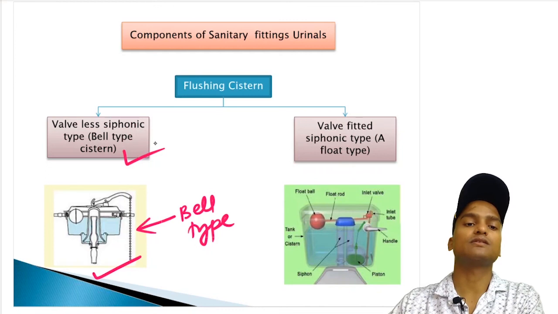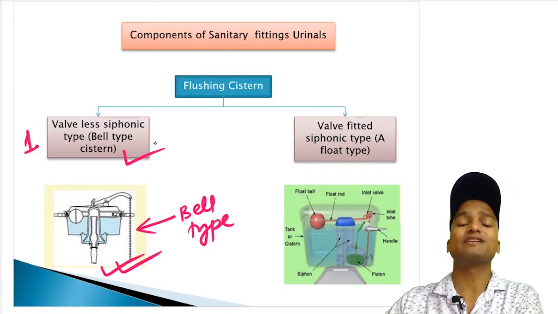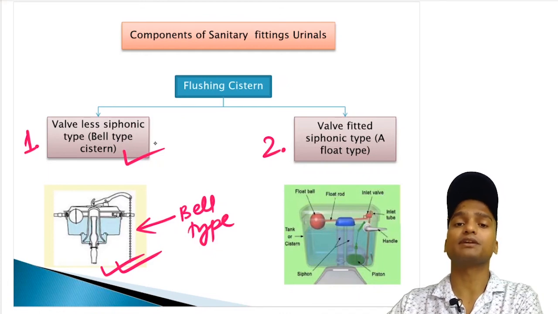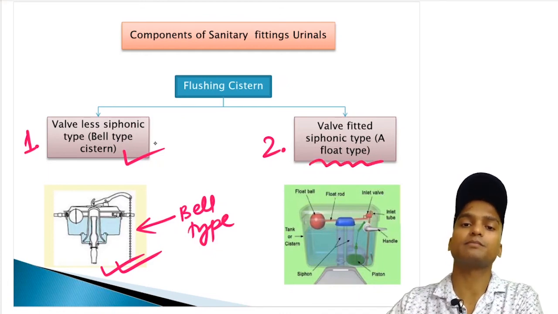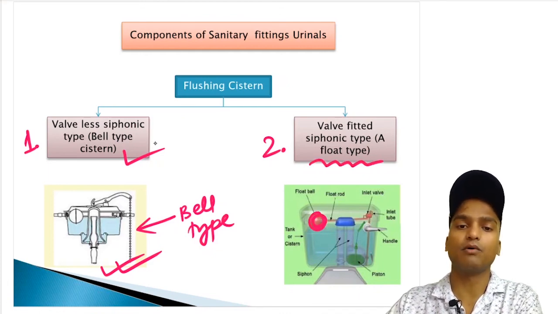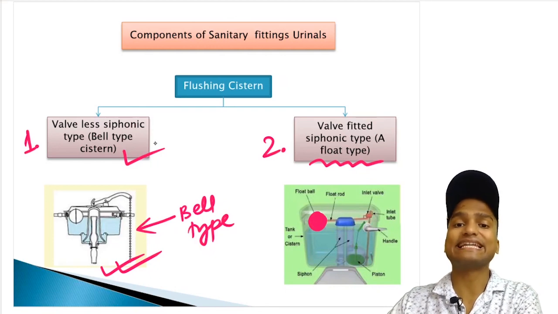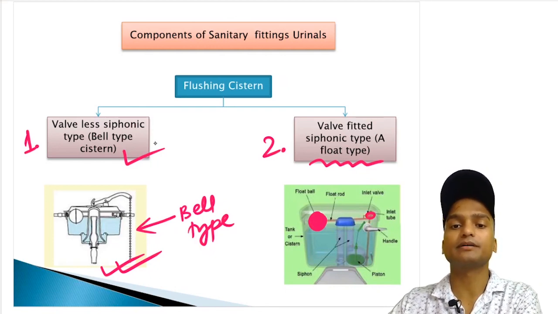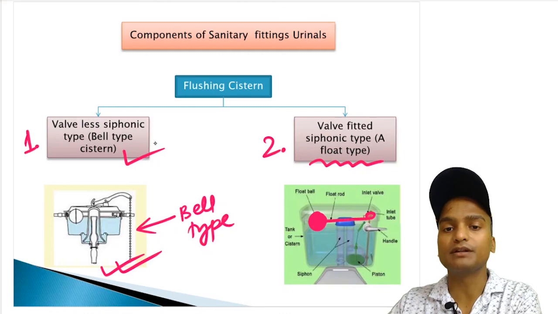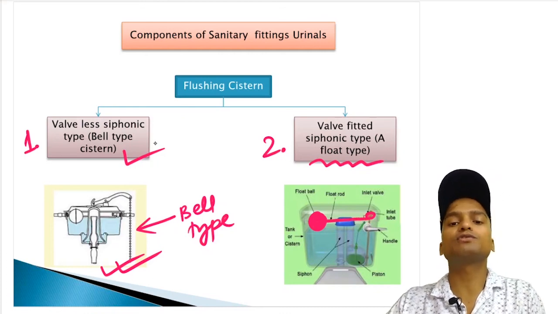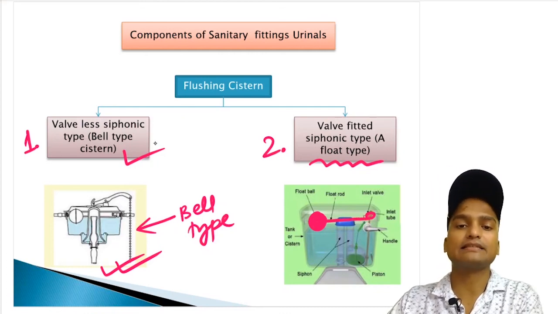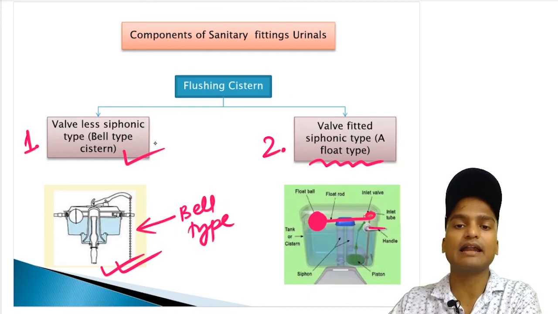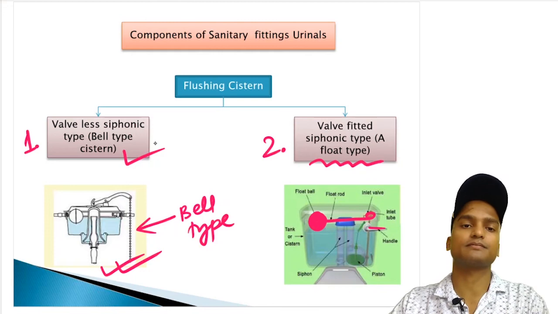This cistern does not have any valve, whereas the second one is the valve fitted siphonic type, also known as float type because it has a float ball, and this ball is connected with a valve here with the help of a float rod, and this ball floats on the water, and this is the siphonic action, and this is the handle. Everything we can see inside the picture of a tank or cistern.